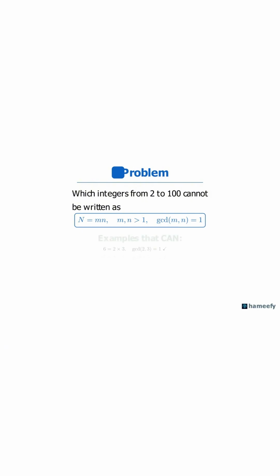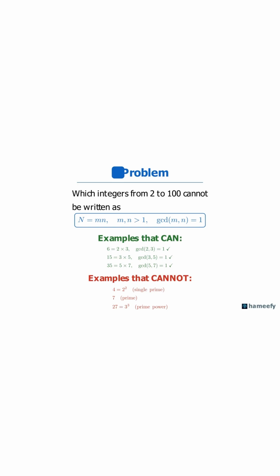Let n be an integer with 2 ≤ n ≤ 100. We ask, can n be written as m times n, where both factors are greater than 1 and they share no common factor? For example, 6 equals 2 times 3 and GCD is 1, so 6 can be written this way. But numbers like 4, 7, and 27 have only one distinct prime factor, so they cannot. Let us find exactly how many such numbers exist.